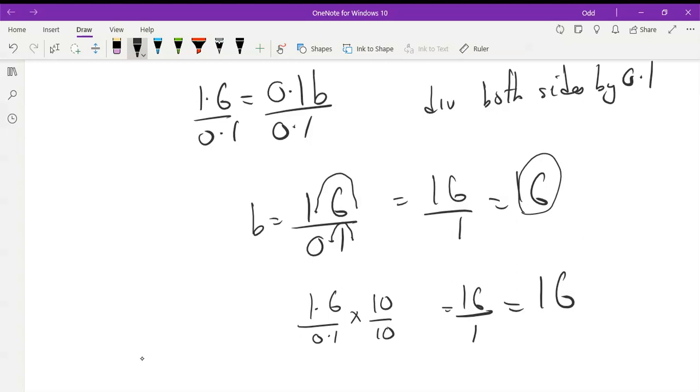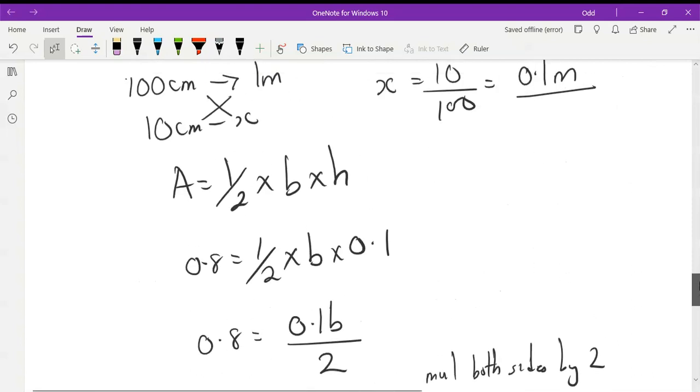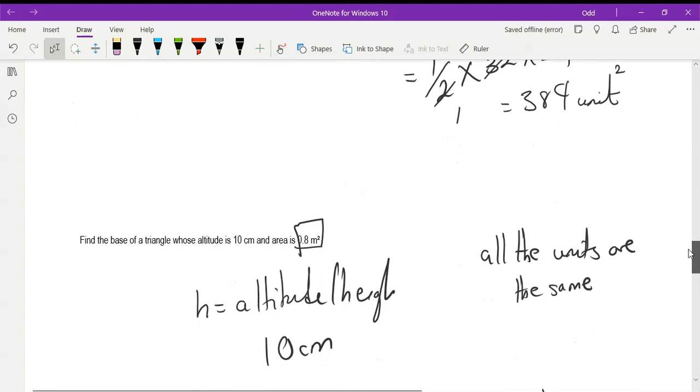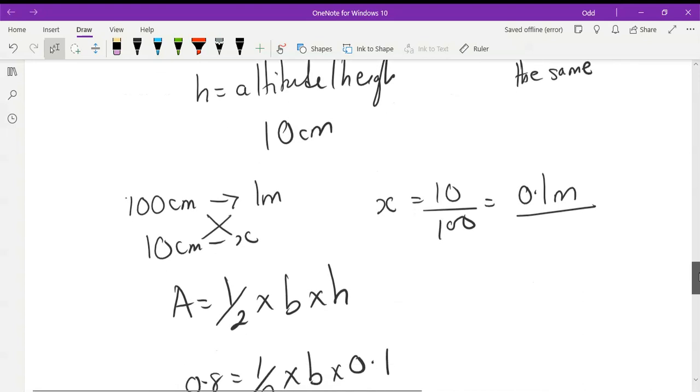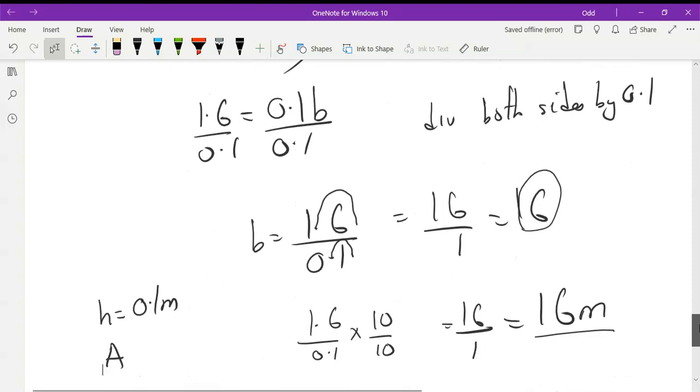What's the unit now? Meters. The base of this triangle is going to be 16 meters. We've got that the height was 0.1 meters, and the area from the question, if we go back, is 0.8 meters squared. So we've been able to get our answer as 16 meters. So always remember you have to change to a specific unit so that you're consistent.